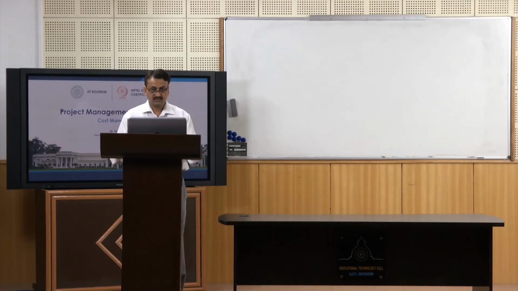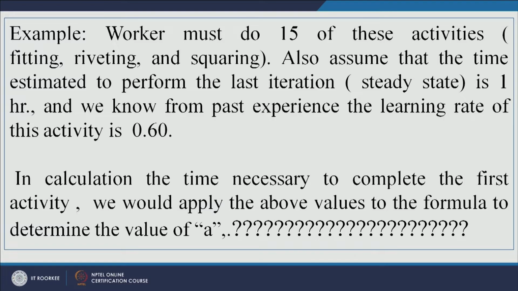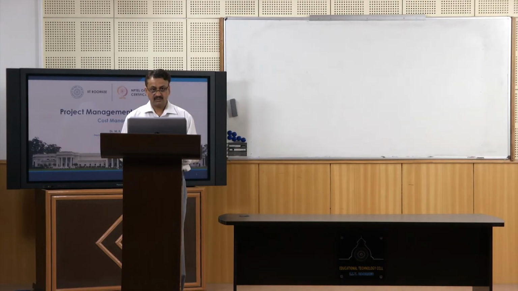So, let us look at an example and we will try to find out what is the value of A, the time required for the initial unit of output. So, let us take this example. There is a worker who has to do 15 activities, let us say fitting, riveting, squaring, welding, soldering and so on. So, 15 such activities are to be done by that worker. Also assume that the time estimated to perform the last iteration in steady state is 1 hour. So, we have observed that the time he took in a steady state is 1 hour.